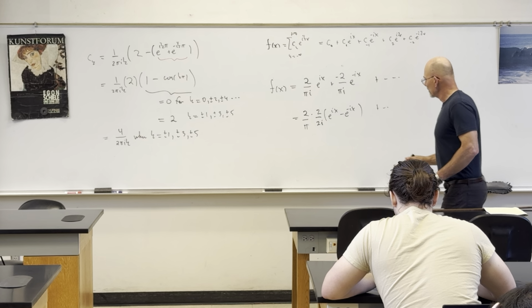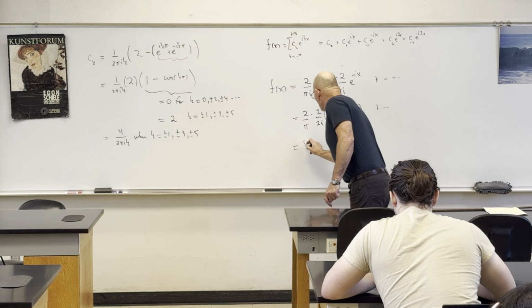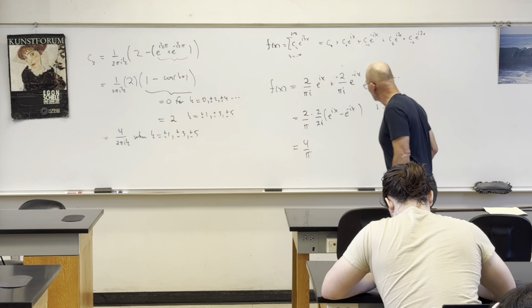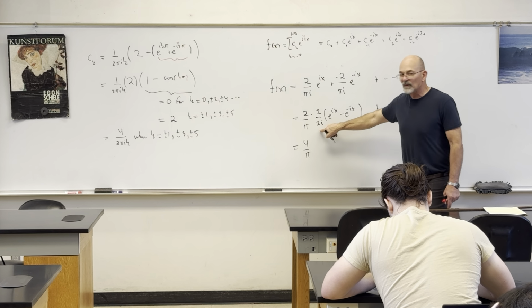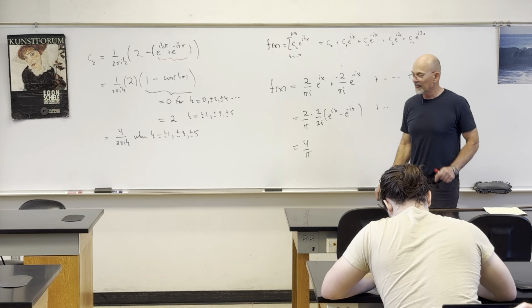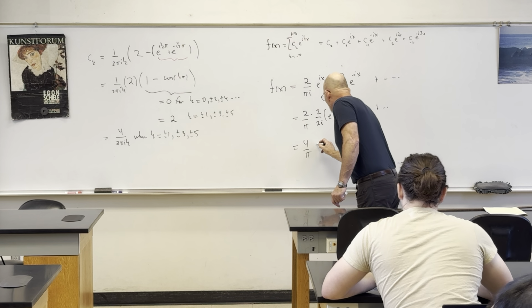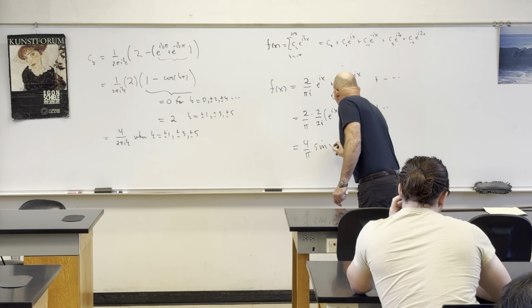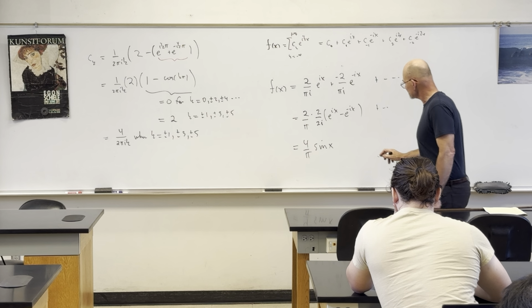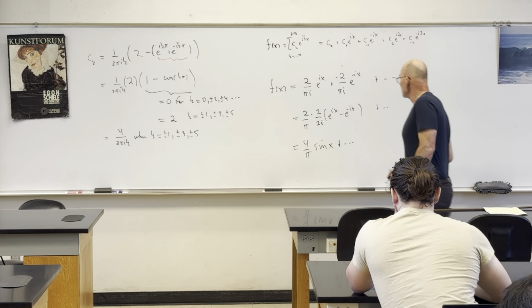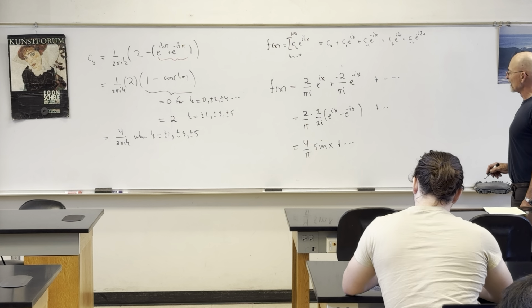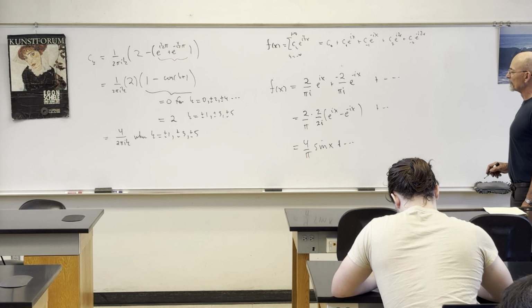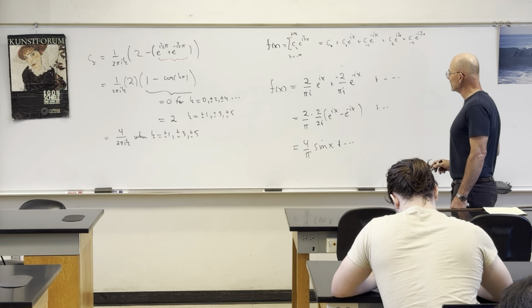And here we go. We get 4 over pi. And what is this? e to the ix minus e to the minus ix over 2i. That's the sine. So 4 over pi sine of x. And now if we just put those k's in there, we'll be all set. Okay, so that was for k equals 1, and we have plus and so on.